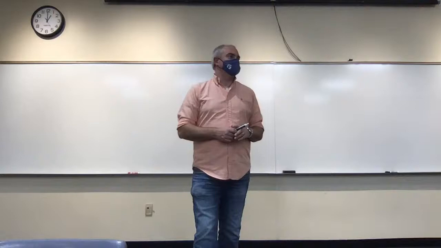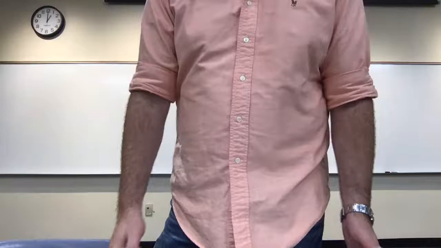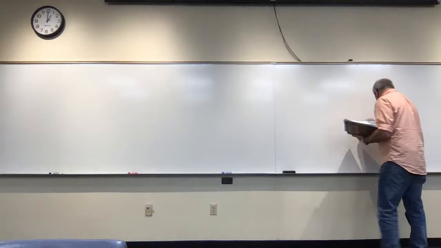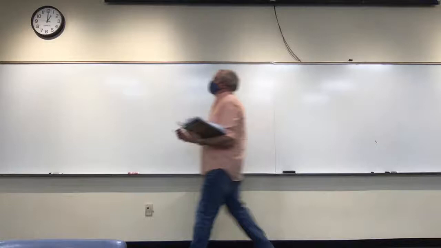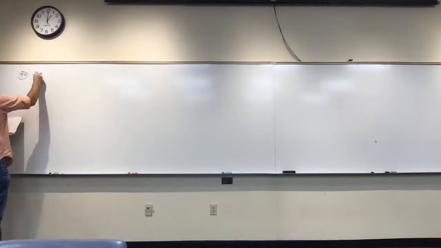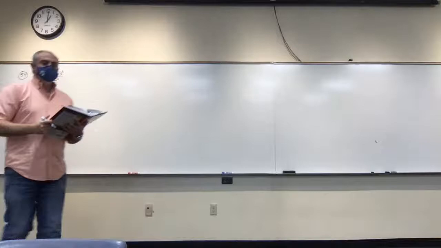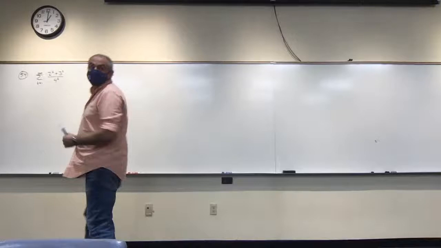Number 54. Okay. So this is a choose your own test situation. So number 54, we have the sum k going from 1 to infinity of 2 to the k plus 3 to the k divided by 4 to the k. All right. Now, here's a question for you. What if the 3 to the k weren't there? What would you think?